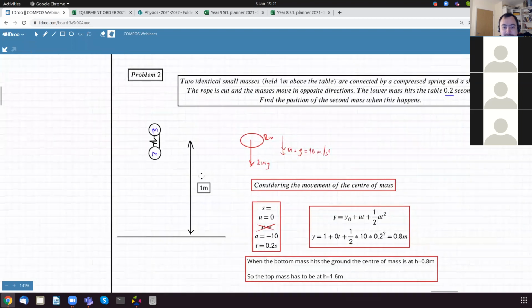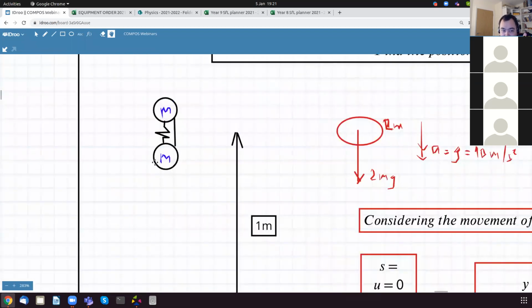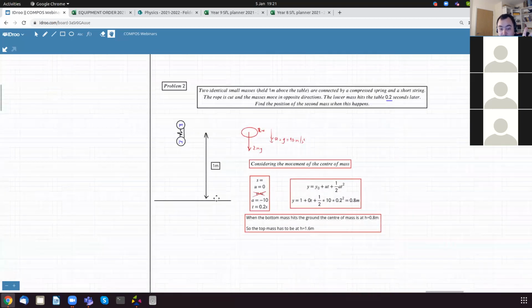So a problem that seems very difficult at first, because we don't know the initial acceleration of the mass, because the acceleration is caused by the spring. And we don't know that force because we don't know the spring constant. We don't know how long the spring is. So we basically know nothing. And yet we are able to answer this question just by considering the center of mass.